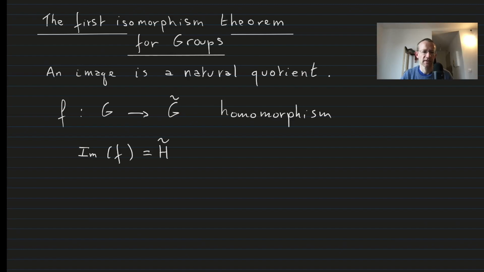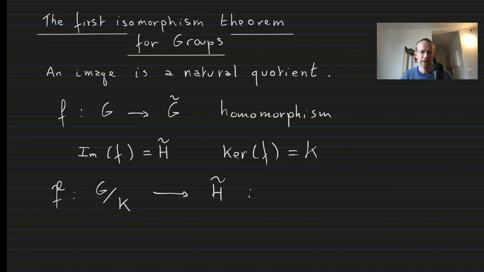And the theorem says that we have an isomorphism, F tilde, which goes from G over the kernel of F, which we will call K, to H tilde, the image of F. This is an isomorphism, and it maps a coset GK to F of G. This is the first isomorphism theorem for groups. So let's prove it.